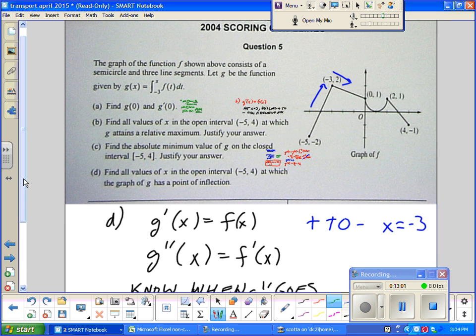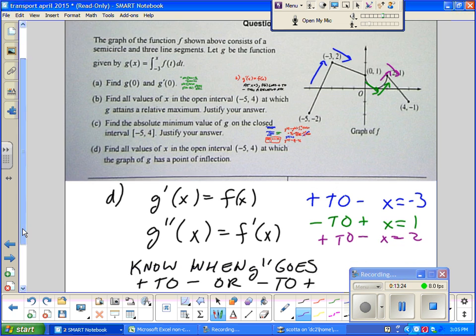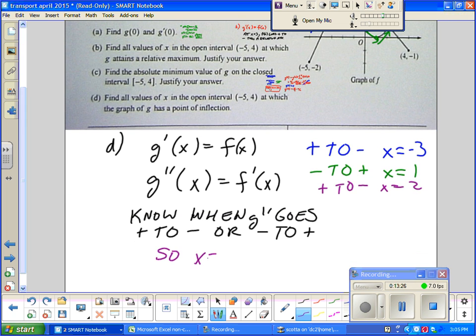Negative to negative here, guys. No change at 0, right? Nothing there, okay? But here it is, negative to positive, at x equals 1. And then the last one, guys, I'll do in purple. Positive to negative at x equals 2. All right? So x equals negative 3, 1, and 2 are points. It says find all x values.